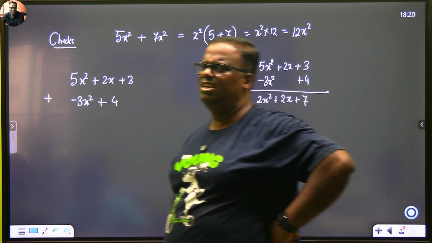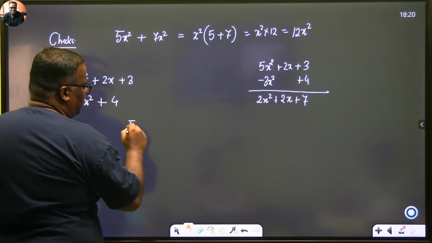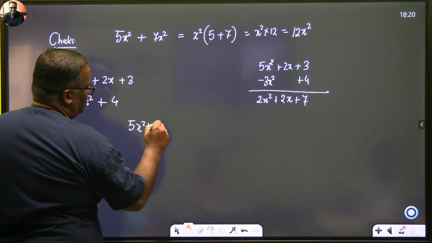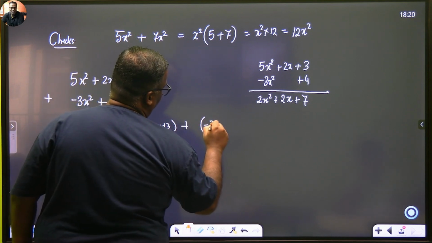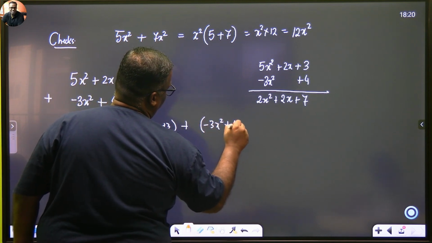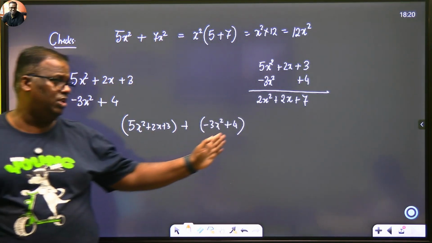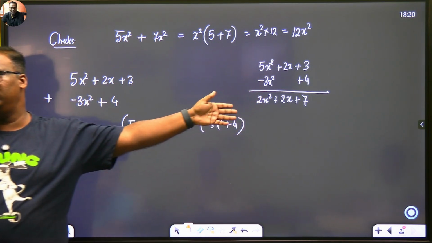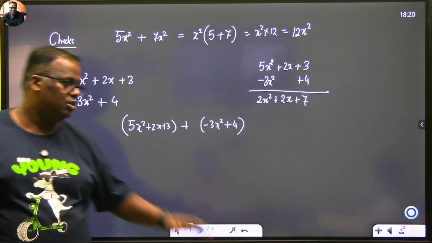In addition, it's still easy, but I would expect that they will give you: add 5x squared plus 2x plus 3 with negative 3x squared plus 4. Have you seen? This is called the linear way. And going forward, you have to do it this way. For a few days, the column way is allowed, like a child. After that, this is no more allowed. Have you understood? So let's add this.